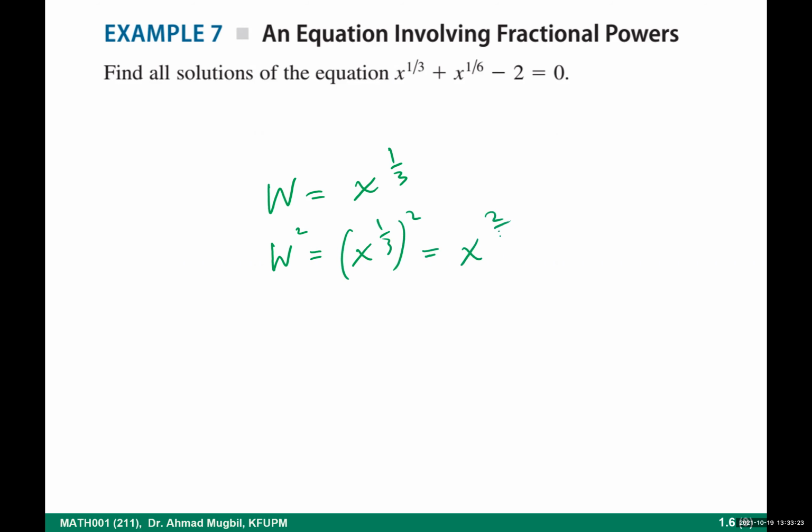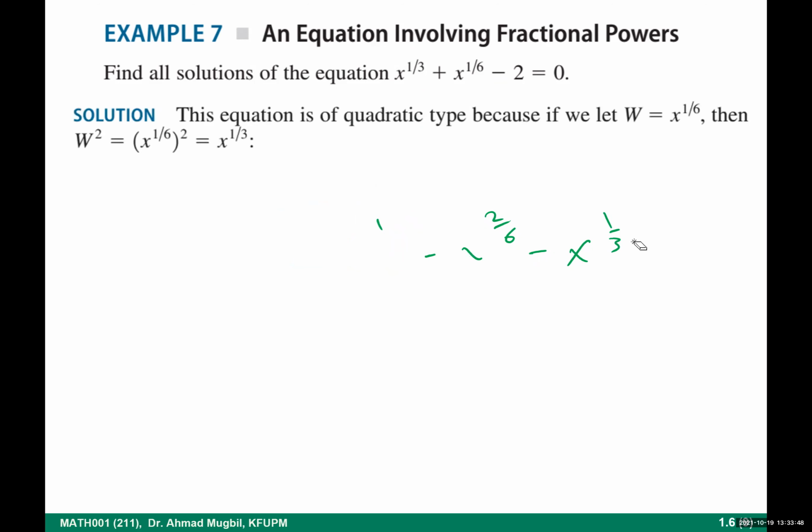If this is w, it will be all to the power 2. It will be x to the power 2 over 3. So it is not there. So this is not w. It is 1 over 6. So it is 2 over 6, which is there. Here it is. So this is w squared plus w minus 2 equals 0. It is of quadratic type. You can use instead of w any letter other than x, of course. Here we are. We will have a quadratic equation in w of quadratic type in x.